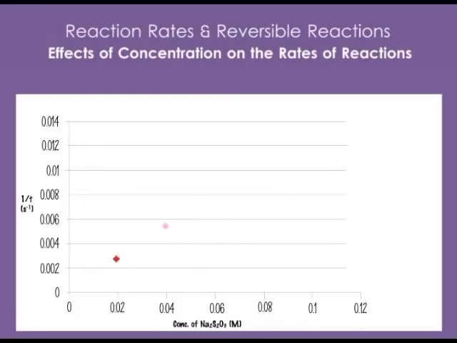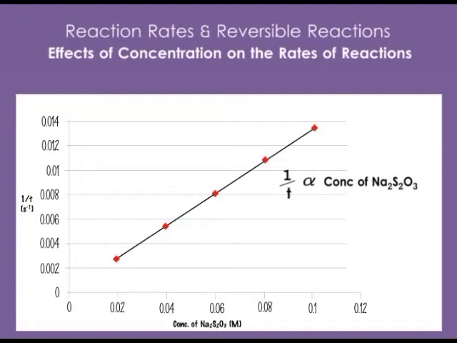Plot a graph of 1/T against the concentrations of sodium thiosulfate. We will obtain a straight line that indicates 1/T is proportional to the concentration of sodium thiosulfate. Remember, 1/T is equivalent to the rate of a reaction. That is, rate is equal to 1/time. And therefore, the rate of a reaction increases with increasing concentration of the reactant.